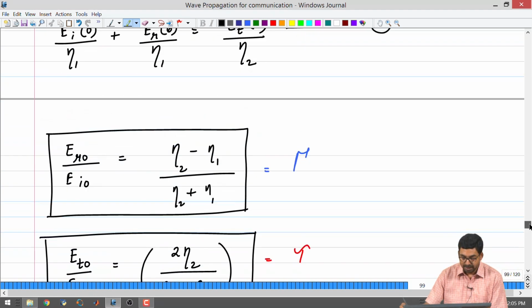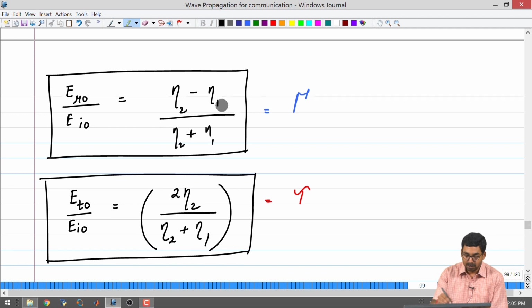Okay. So, we derived the gamma which looks like (eta 2 minus eta 1) by (eta 2 plus eta 1). You can assume this eta 2 to be the load in the case of a transmission line, say ZL, the characteristic impedance, and eta 1 could be Z naught, the characteristic impedance of the first transmission line, and then you will get (ZL minus Z naught) by (ZL plus Z naught).